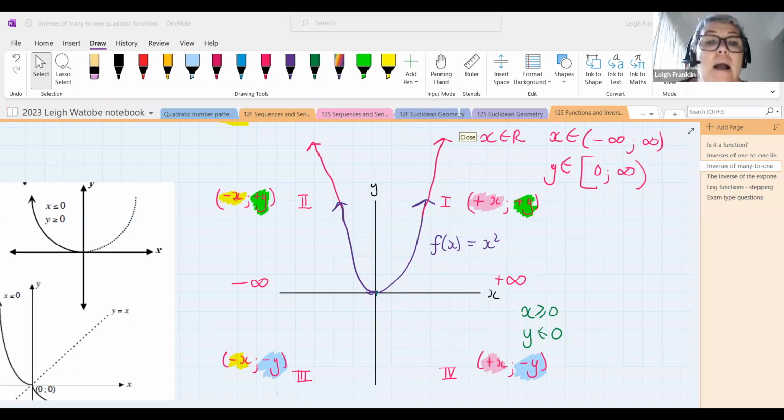Potentially they could ask you, but when you say you would have to draw the restriction, it's drawing either arm of the parabola. Okay, so the restriction means which arm of the parabola you're drawing.